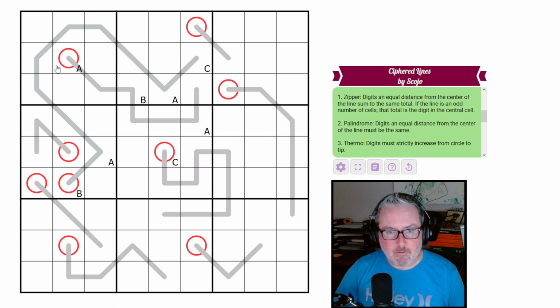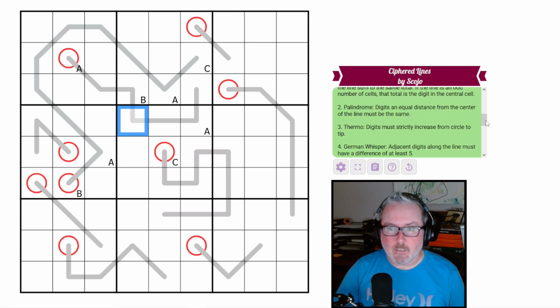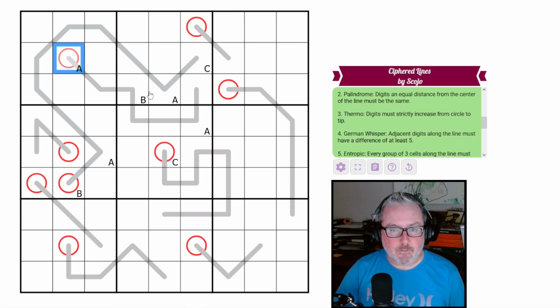One is zipper. If this is a 1, let's say, this would be a zipper line. So these two digits would add up to some value. These two digits would add up to some value. These two would add up to some value. And this would be its value, because they are equidistant from the center of the line. Then we have palindrome. If this is a 2, these would be the same digit. These would be the same digit, etc.